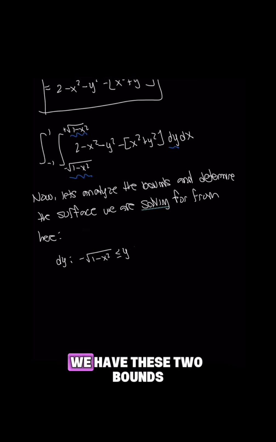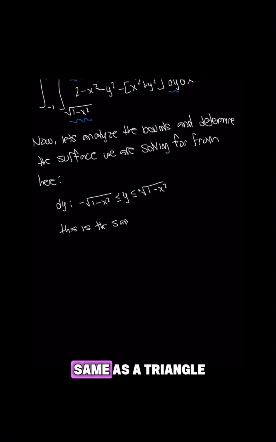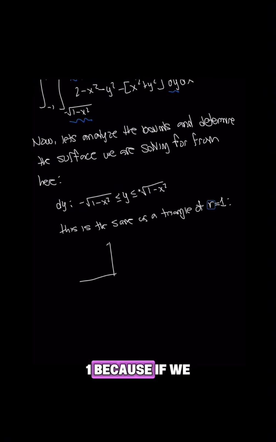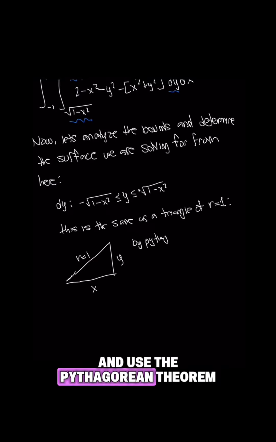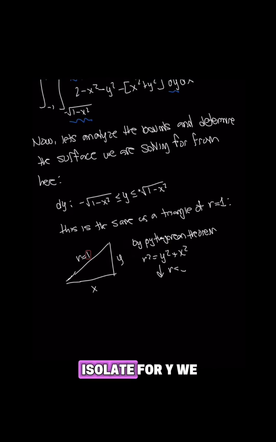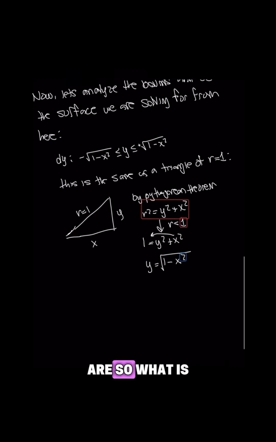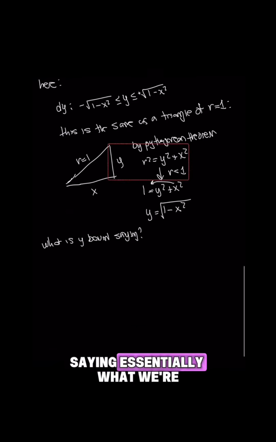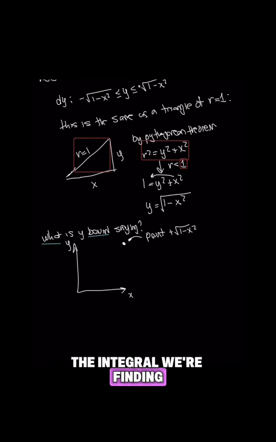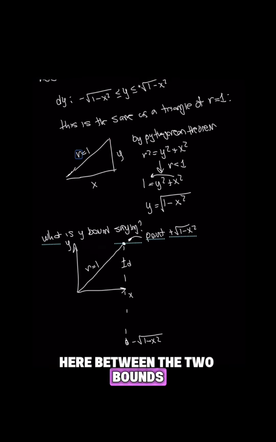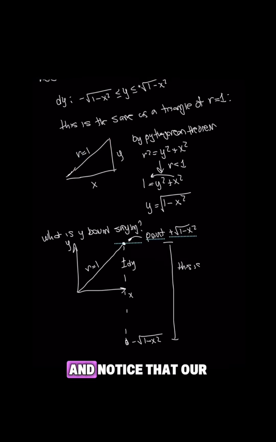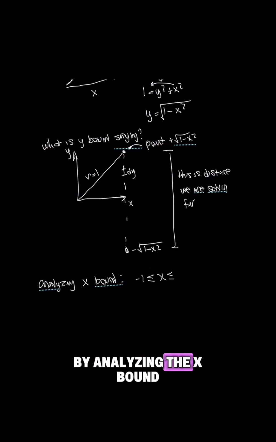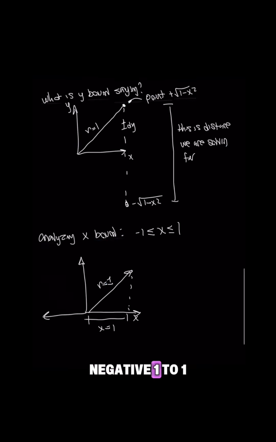So for our dy, we have these two bounds here. This is the same as a triangle of radius 1, because if we look at a triangle and use the Pythagorean theorem, if we plug in a value 1 and isolate for y, we get what our bounds are. So what is this y bound saying? Essentially what we're doing is when we're taking the integral, we're finding this distance here between the two bounds. And notice that our bounds depend on our x value here. So that x value is going to determine what our radius of the triangle is. By analyzing the x bound, you can see that it goes from -1 to 1.